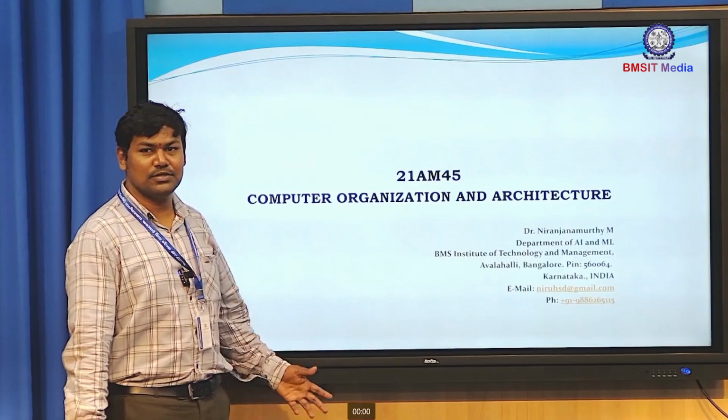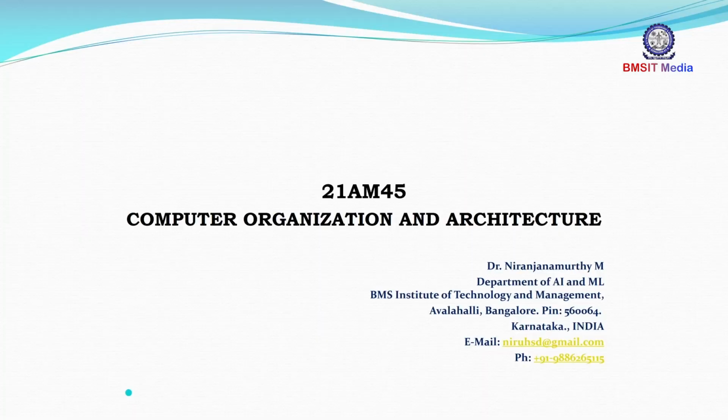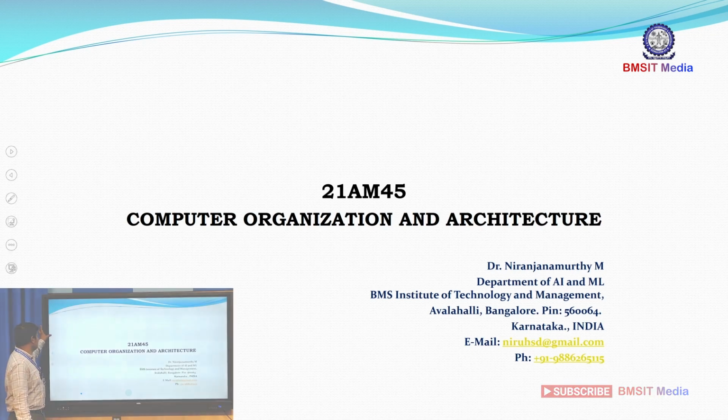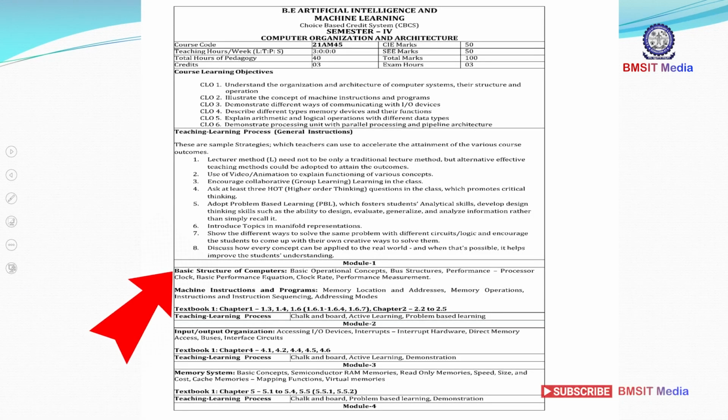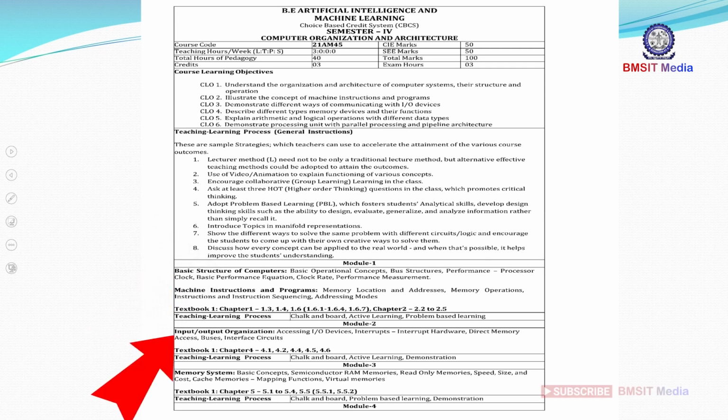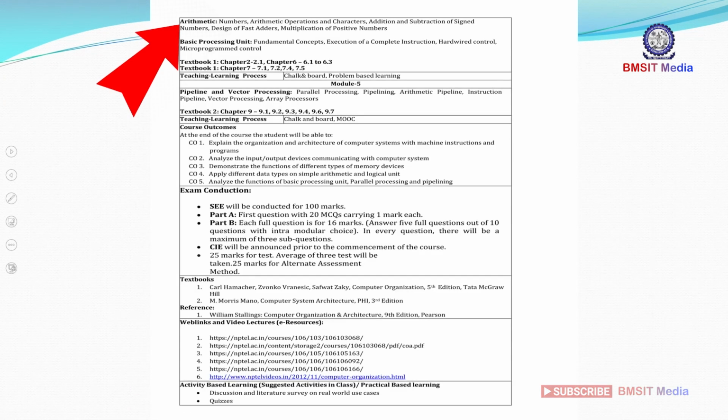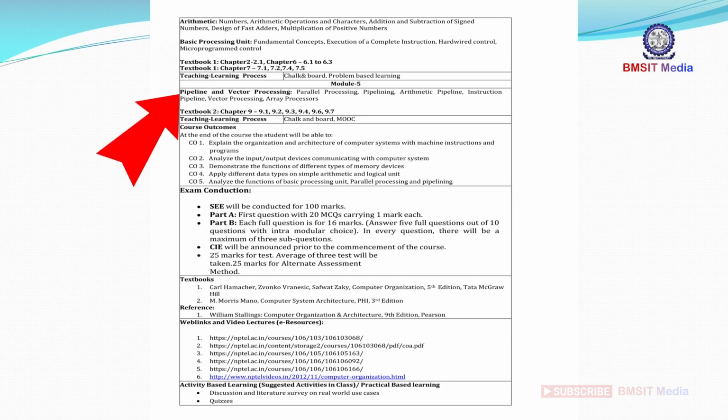Welcome all. Today we are going to discuss the 21AM45, the Computer Organization and Architecture course. In this course we have 5 modules. The first module represents the basic structure of computers, and the second module represents input output organization. The third module represents the memory system. The fourth module represents arithmetic and the basic processing unit, and the fifth module represents pipeline and vector processing.